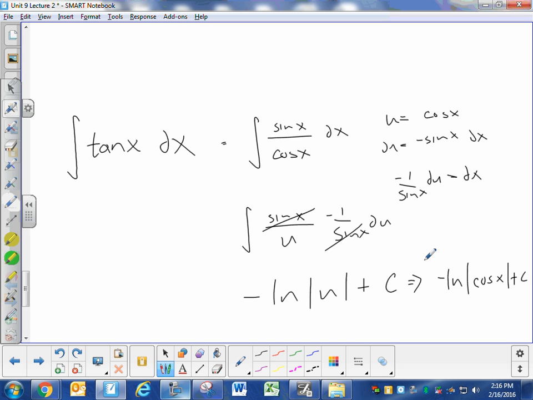If you took the derivative of this, you would see that it's just going to be tangent, right? The derivative of log is 1 over your stuff times the derivative of your stuff. So I'd have 1 over cosine times negative sine, the negative makes it positive, sine over cosine makes it positive tangent.